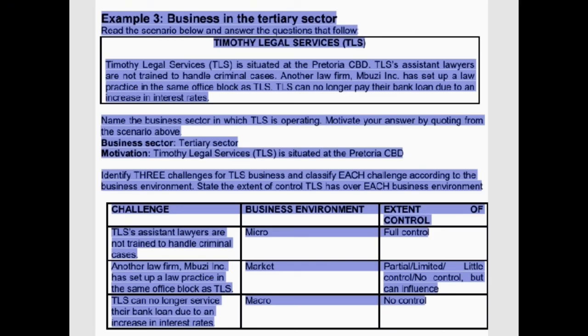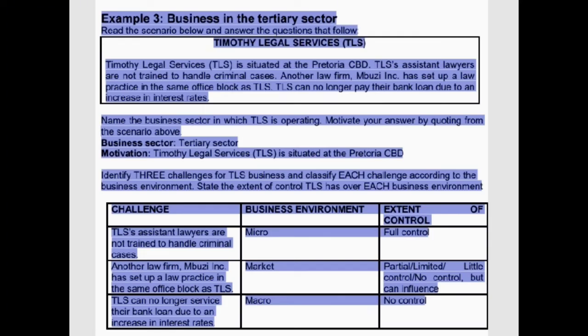Number 1, name the business sector in which TLS is operating. Motivate your answer by quoting from the scenario above. They operate where? That's tertiary. Number 2, the motivation. Timothy Legal Service TLS is situated at what? Pretoria CBD.